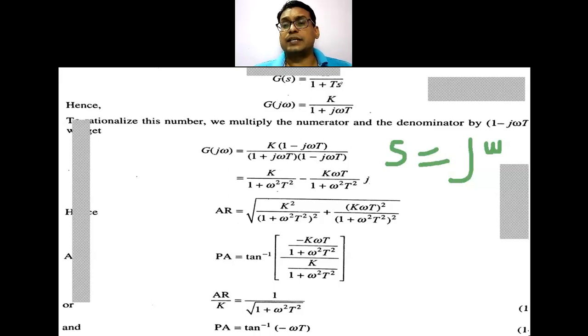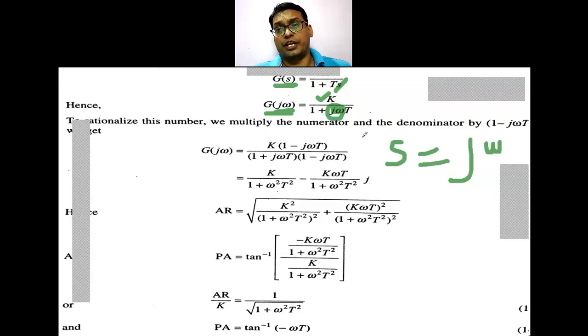So s, that we have substituted as j omega. So this is the transfer function which is in terms of s. Now the transfer function which is in terms of j omega. K is your steady state gain and tau is your time constant for the first order system, as it is the first order equation.